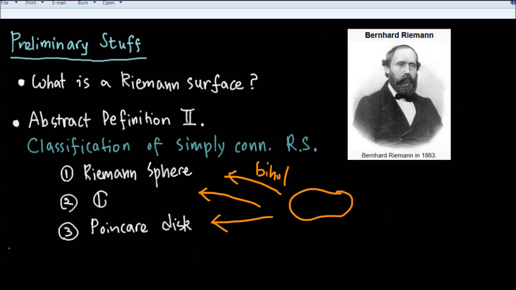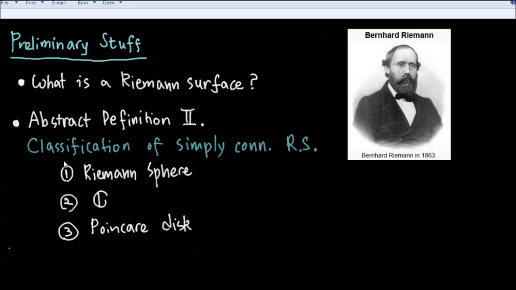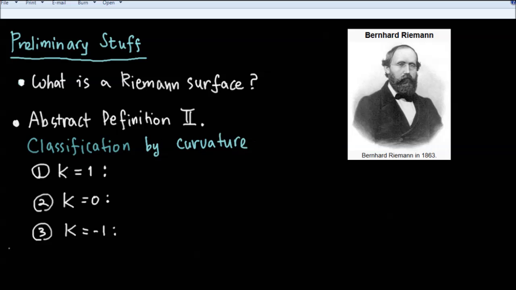In the next level, let me make sure I talked about the curvature. Okay, I did talk about that. So the next level of classification is not through the simply connected Riemann surfaces, but in terms of the Gaussian curvature. So the surprising thing happens. The classification by curvature: constant curvature 1, constant curvature 0, and constant curvature -1. So this is the full uniformization theorem.